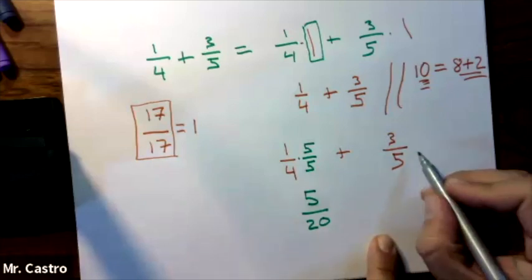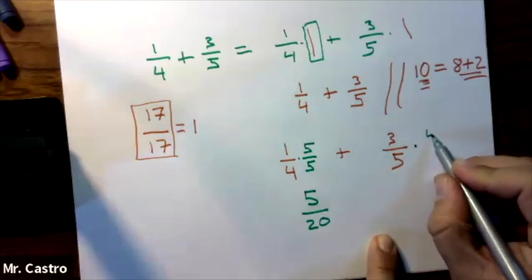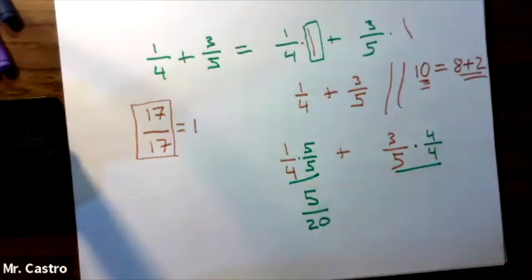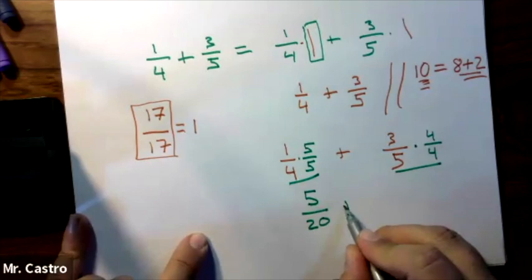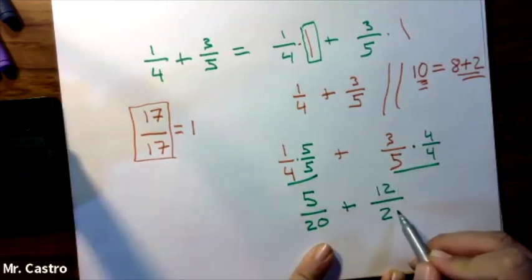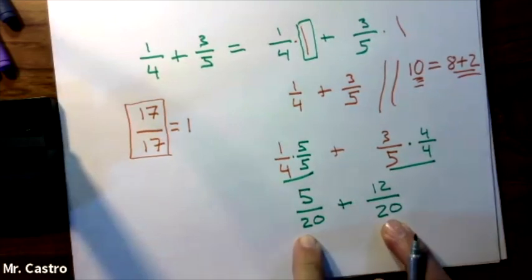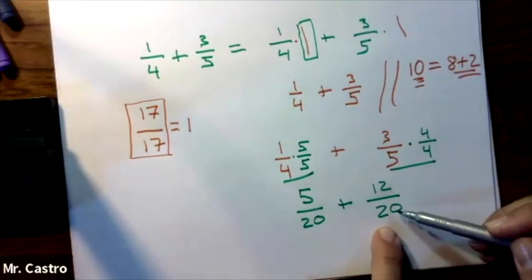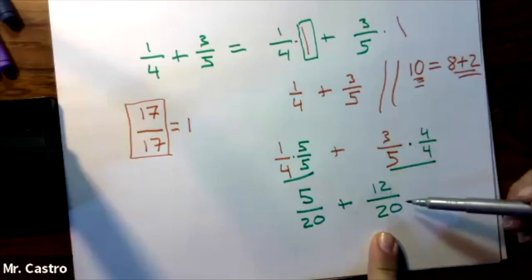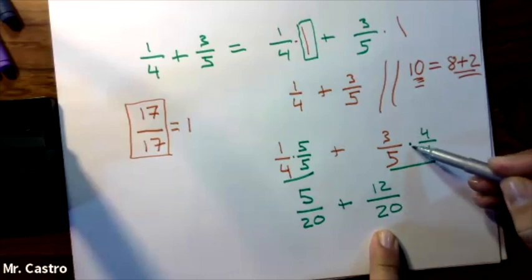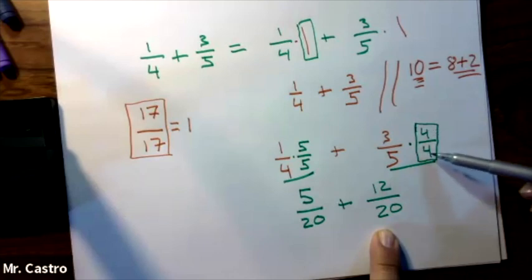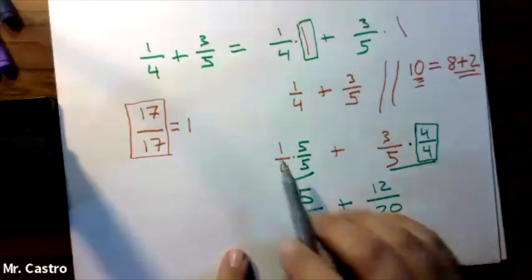And we're going to do the same thing here. 3/5 times 4 over 4. Why 4 over 4? Because I'm trying to get 20, the least common multiple, in the denominator. So when I do that, 3 times 4 is 12, 5 times 4 is 20. Now I have the common denominator. 12 over 20 is the same thing as 3 over 5. It's just represented differently. Because all I did was multiply it by the number 1, but I'm showing 1 as 4 over 4. So I haven't actually changed anything.